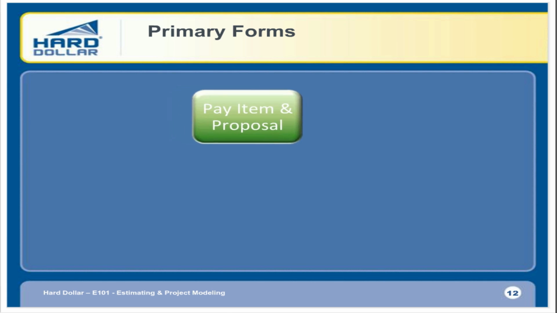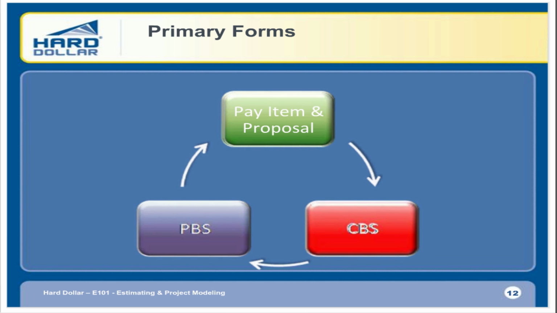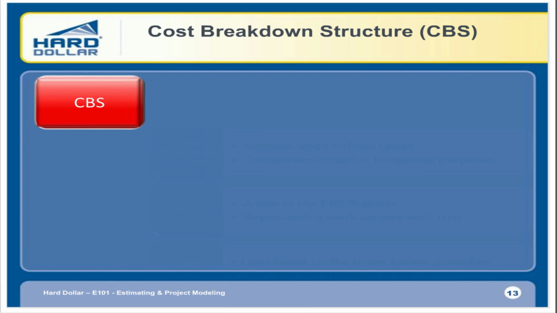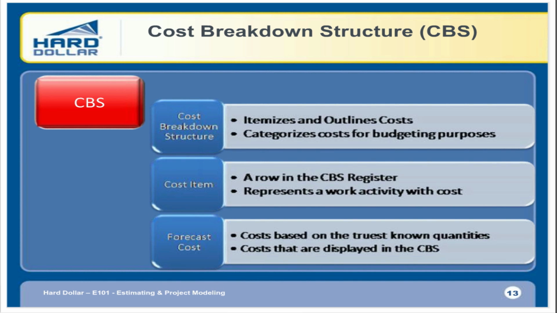Now we return to the three primary forms. The next form we will visit is the CBS. Recall from our earlier discussion that you will spend the majority of your time on this form. The CBS or cost breakdown structure allows you to itemize and outline the costs in the job. All the categorized costs can later be used for budgeting purposes.